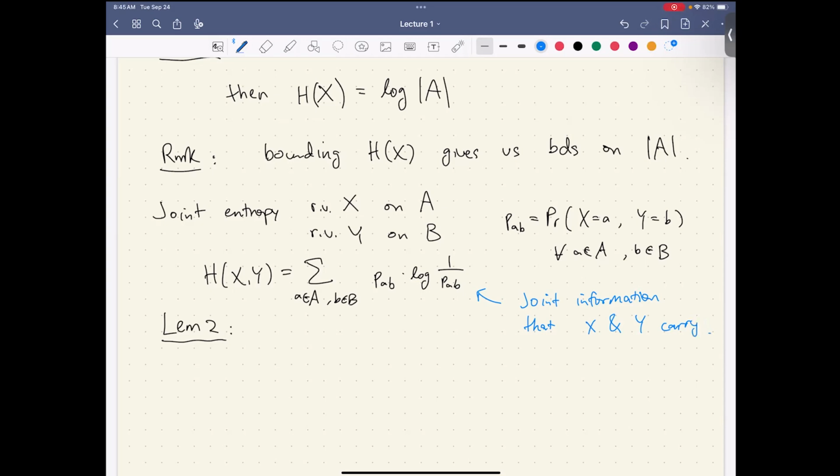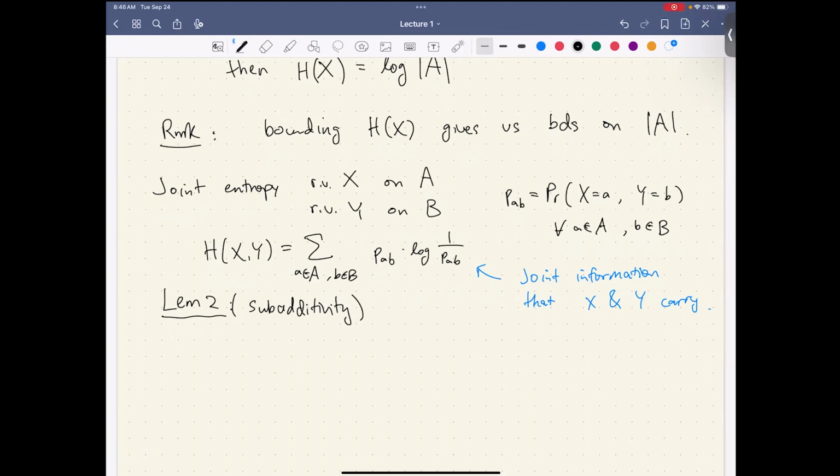The second lemma is called subadditivity. What subadditivity says is that the joint information that two random variables carry is never more than the sum of the amounts of individual information that these two random variables carry. So H(X1, ..., Xn), let's say we have n random variables now, you can define their joint entropy in the same way, is at most the sum from 1 to n of the entropy of each individual one of them.